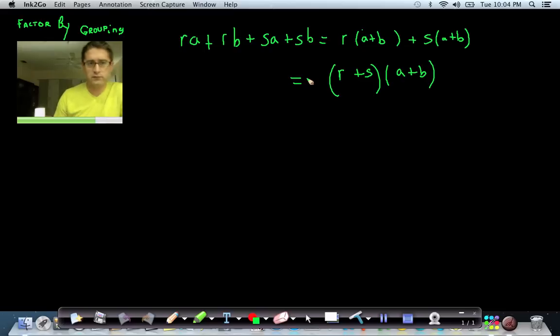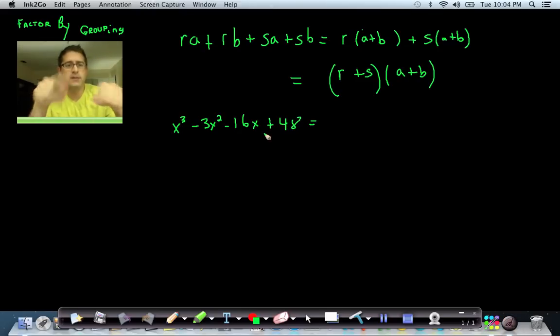All right. x cubed minus 3x squared minus 16x plus 48. All right, first step. It's just like the letters. The difference is we have some coefficients. Oh, by the way, a coefficient is a number next to a letter.